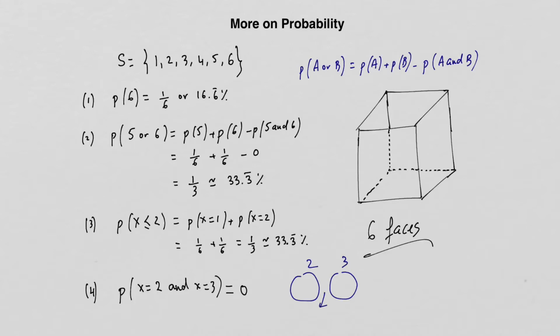There is no intersection. They don't intersect. You can't have 2 or 3 here at all. Okay, 2 cannot be 3. All right, so that's the first question.